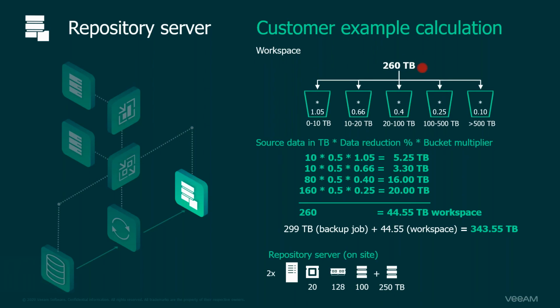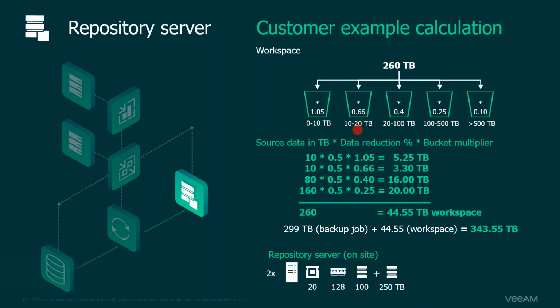And it will also vary depending on what type of operation is being done, but this is a good rule of thumb. We take our data, my 260 terabytes, and I'm going to start putting it in the first bucket. And that first bucket can hold everything between 0 and 10 terabytes. So it's going to hold 10 terabytes. I'll take 10 terabytes times my data reduction, 50%, times my bucket multiplier of 1.05, 5.25 terabytes. Now I have 250 terabytes left because the first 10 went here.